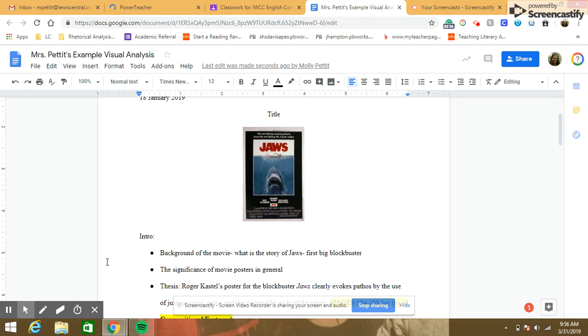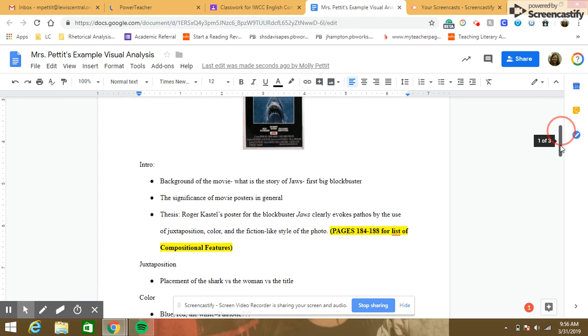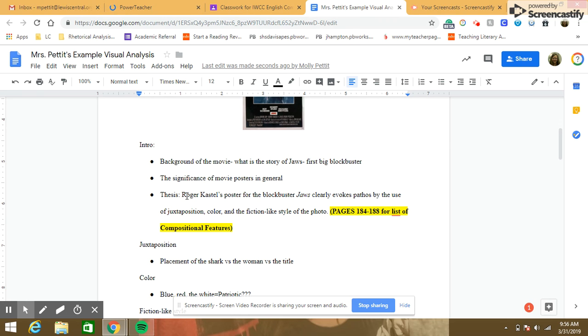Like in the introduction of my paper, I'm going to include background of the movie. What was the story of Jaws? The fact that it was the first big blockbuster movie. I'm also going to talk about maybe the significance of movie posters in general. But the big thing that I want to do is come up with my thesis statement. For my thesis, I need to know who created the poster. So Roger Castell's poster for the blockbuster Jaws clearly evokes pathos by the use of juxtaposition, color, and the fiction-like style of the photo.